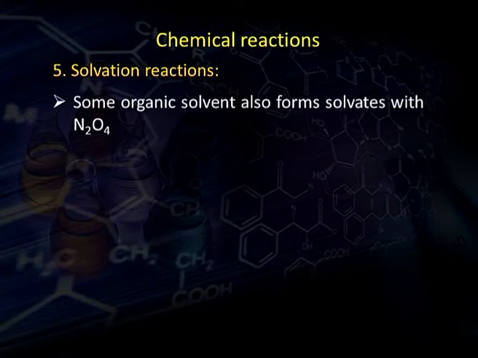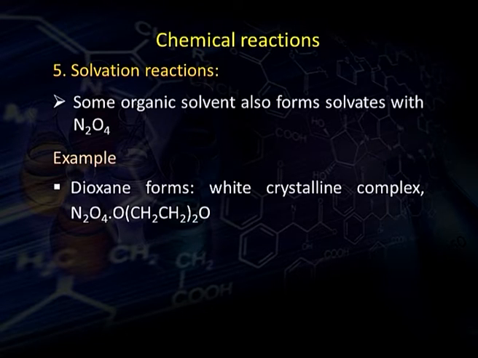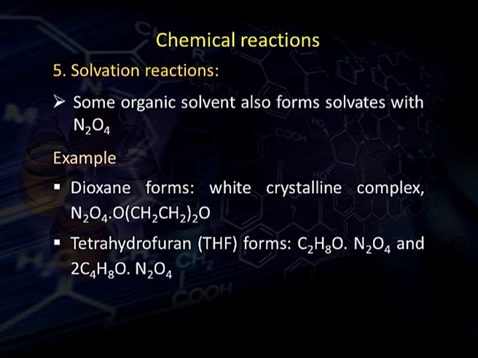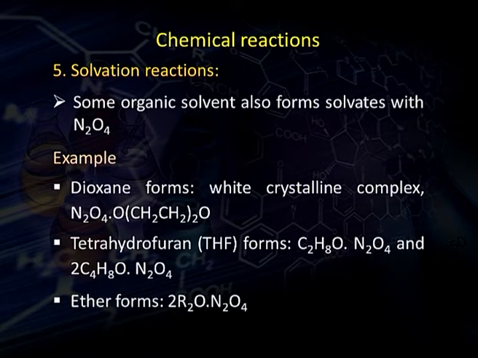Some organic solvents also form solvates with N2O4. For example, dioxane forms a white crystalline complex with the formula N2O4·O(CH2CH2)2O. Tetrahydrofuran, which is THF, forms C4H8O·N2O4 and 2C4H8O·N2O4. Ether forms 2R2O·N2O4. So, these are some examples of the solvates of organic compounds.